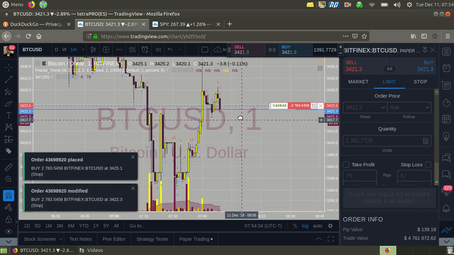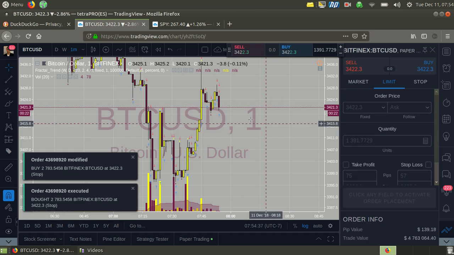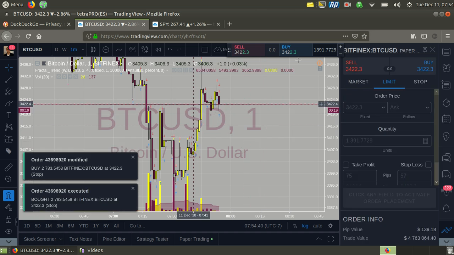So we moved our stop loss down. We got a risk-free trade on. This is negative 0.21%. Okay, so I took this out. No big deal.